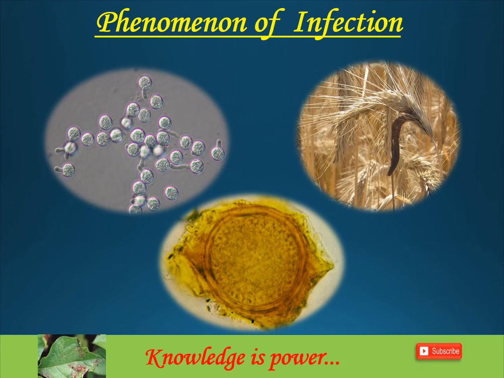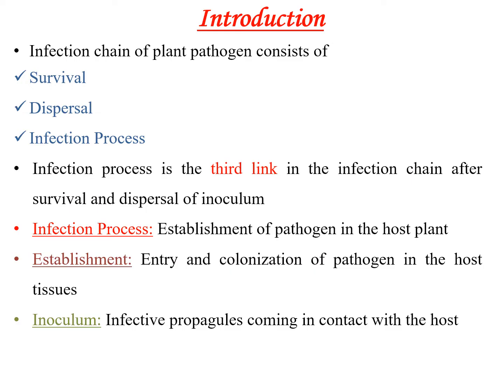After a long time, I am going to give a lecture on the phenomenon of infection. The infection chain of plant pathogens consists of three stages: survival, dispersal, and the third one is the infection process. So the infection process is the third link in the infection chain after survival and dispersal of inoculum. What is the infection process? Infection process is nothing but establishment of the pathogen in the host plant. Establishment means entry and colonization of the pathogen in the host tissues.